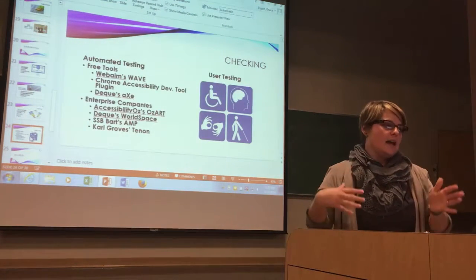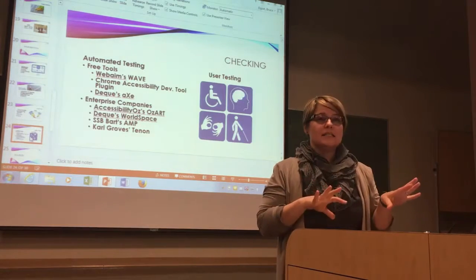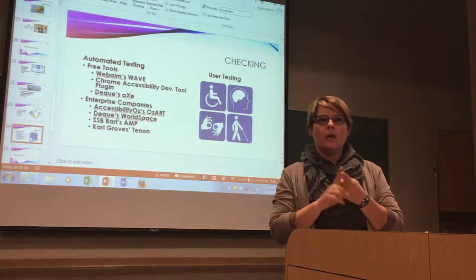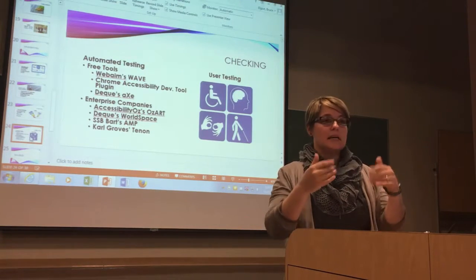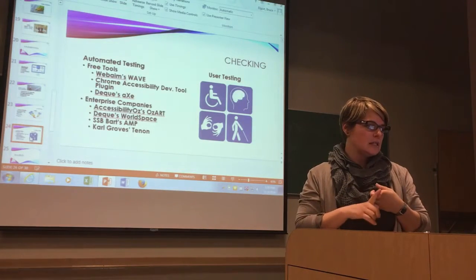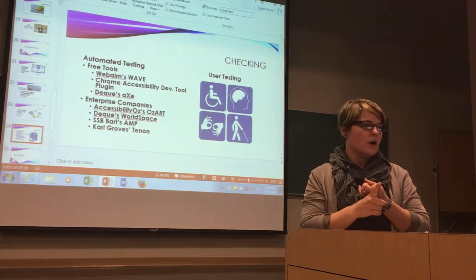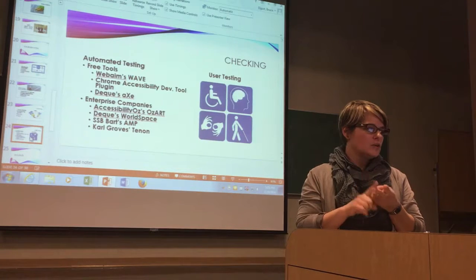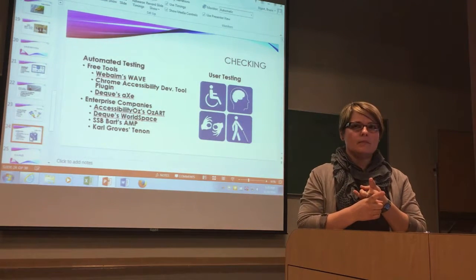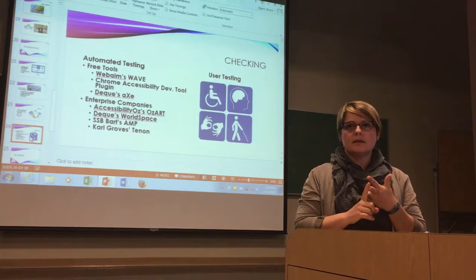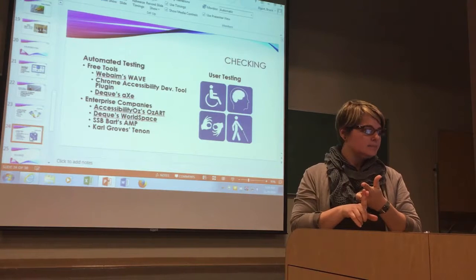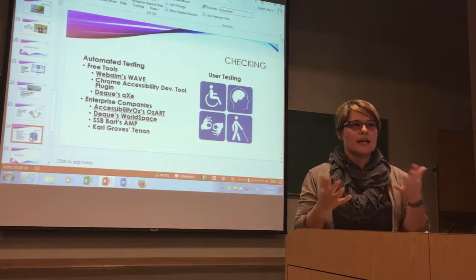And then on the checking side, things for you to be aware of, there's automated testing, and there's some free tools that you could check out. WebAIM has one called Wave, and I will tweet these out. You're welcome to take a picture of the slide if you want, or just copy it down, or get the slides from me later. WebAIM has a tool called Wave that's free. There's a Chrome accessibility developer tool plugin that you can try out, and then DQ has a free automated testing tool called AXE, A-X-E.